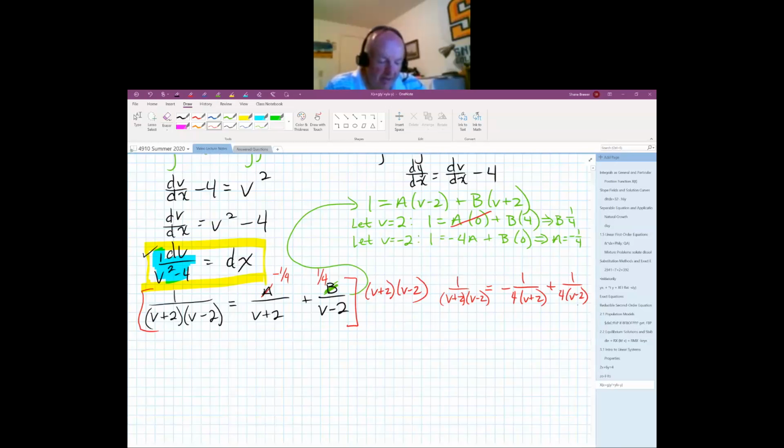We could write it like that. I'll let you guys scream at me if that doesn't make sense. But probably it's just cleaner to factor the 1/4 out and write it as 1 over v minus 2 minus 1 over v plus 2 as our left-hand side. So our left-hand side is this.